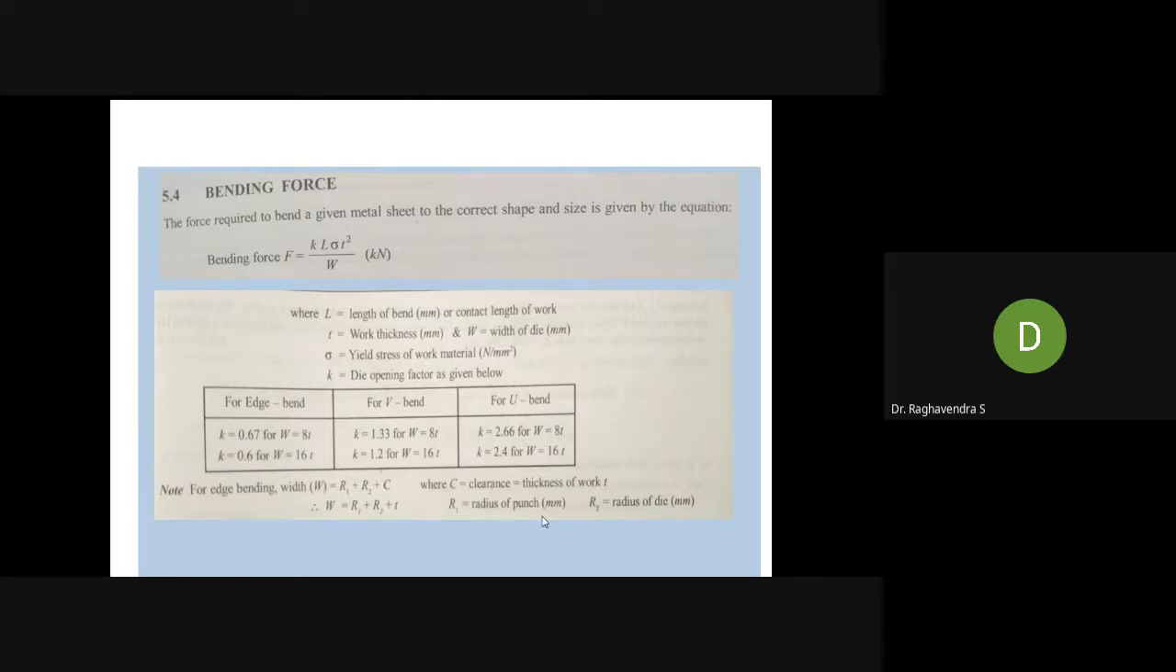R1 is the radius of the punch, R2 is the radius of the die. This is the punch and this is the die. So from this we consider the W value. The punch and die radius is given in the question, so you can read it from the last line: the punch and die radius is 10 mm. So W is equal to 10 plus 10 plus 3, where 3 is the thickness of the metal sheet. Altogether that is 23 millimeter.